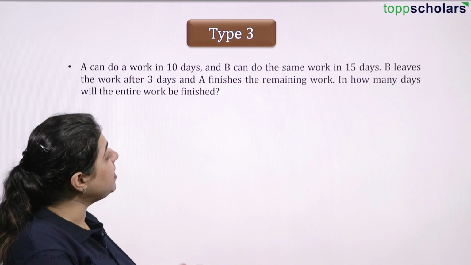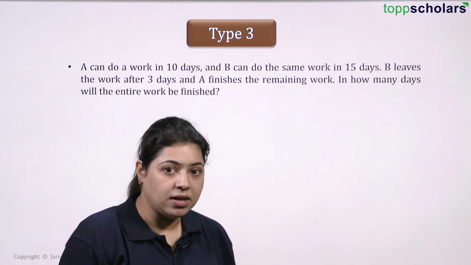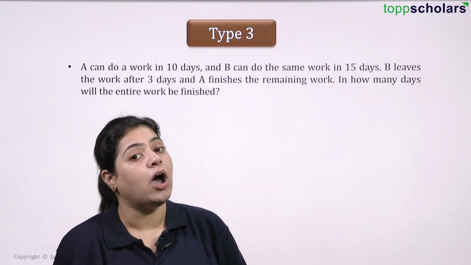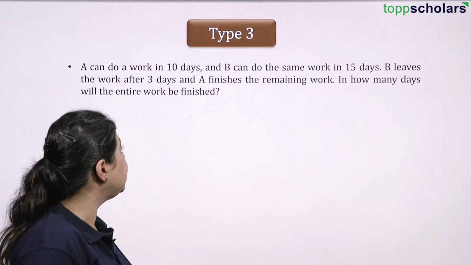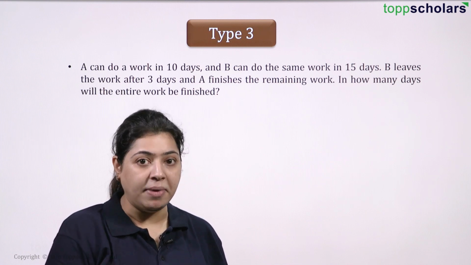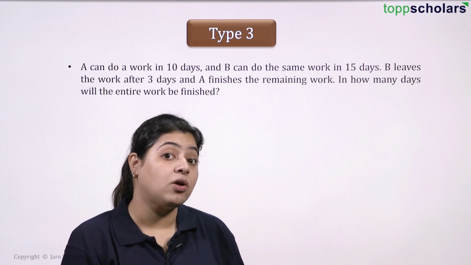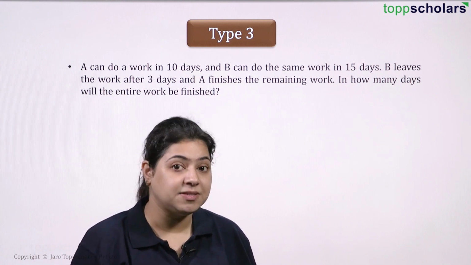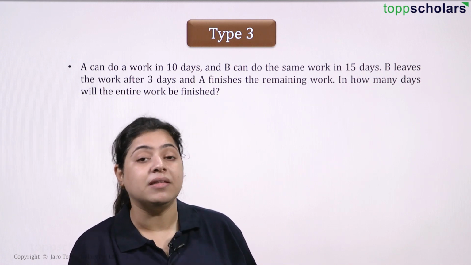And what happens is, A finishes the remaining work. So, for the first 3 days, A and B together did some part of the work. And then after 3 days, it was A alone who had to complete the work. The question is asking, in how many days the entire work will be finished? So, we understand the concept that first A and B were working for 3 days. So, we will calculate the work done accordingly for both of them, A as well as B. Then, we will take only A into consideration who has to complete the remaining work.